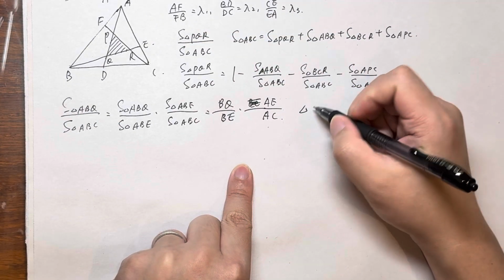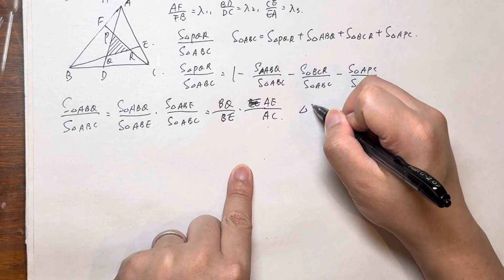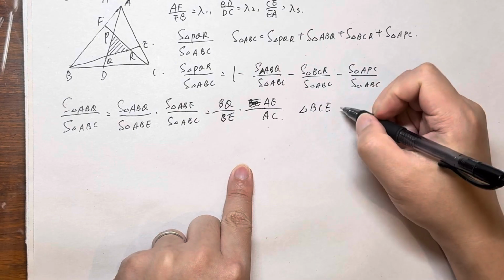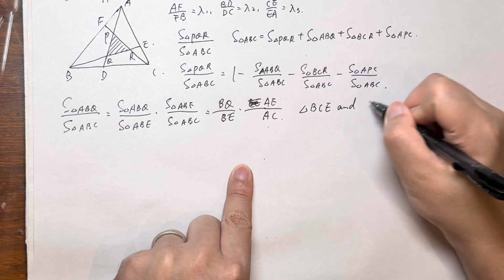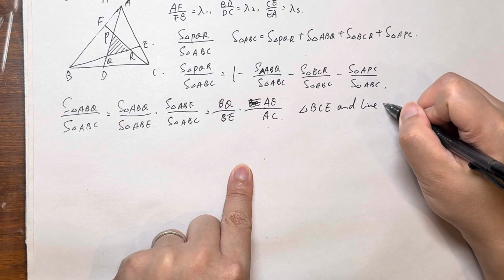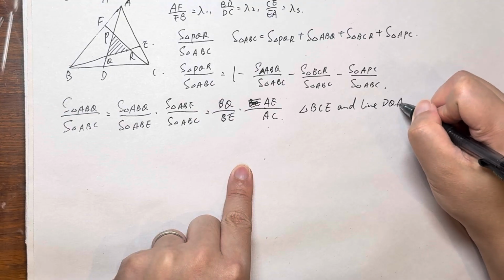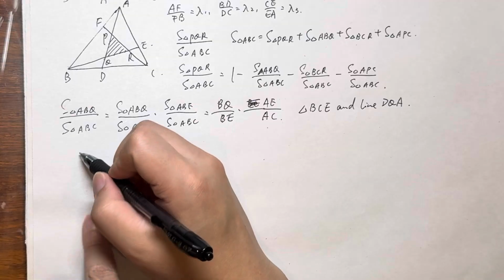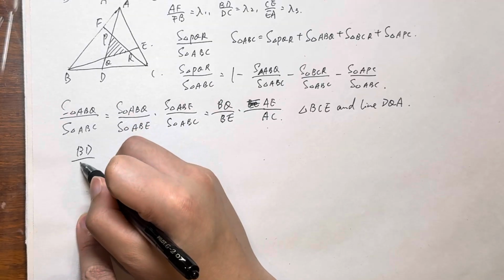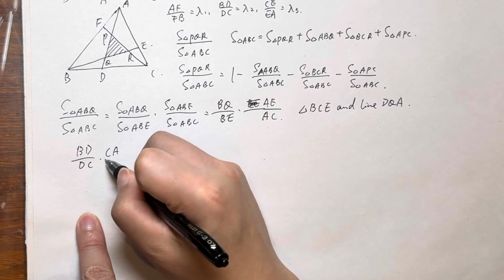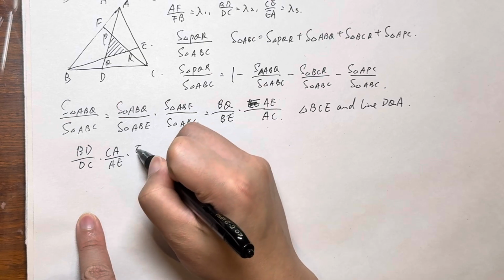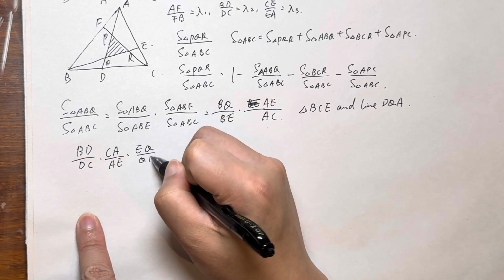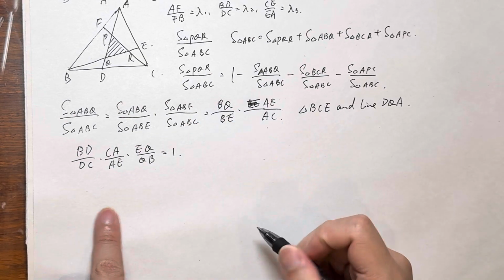So we use the Menelaus theorem for the triangle BCE and the intersection line DQA, right? We can have BD to DC times CA to AE times EQ to QB equals 1, right?